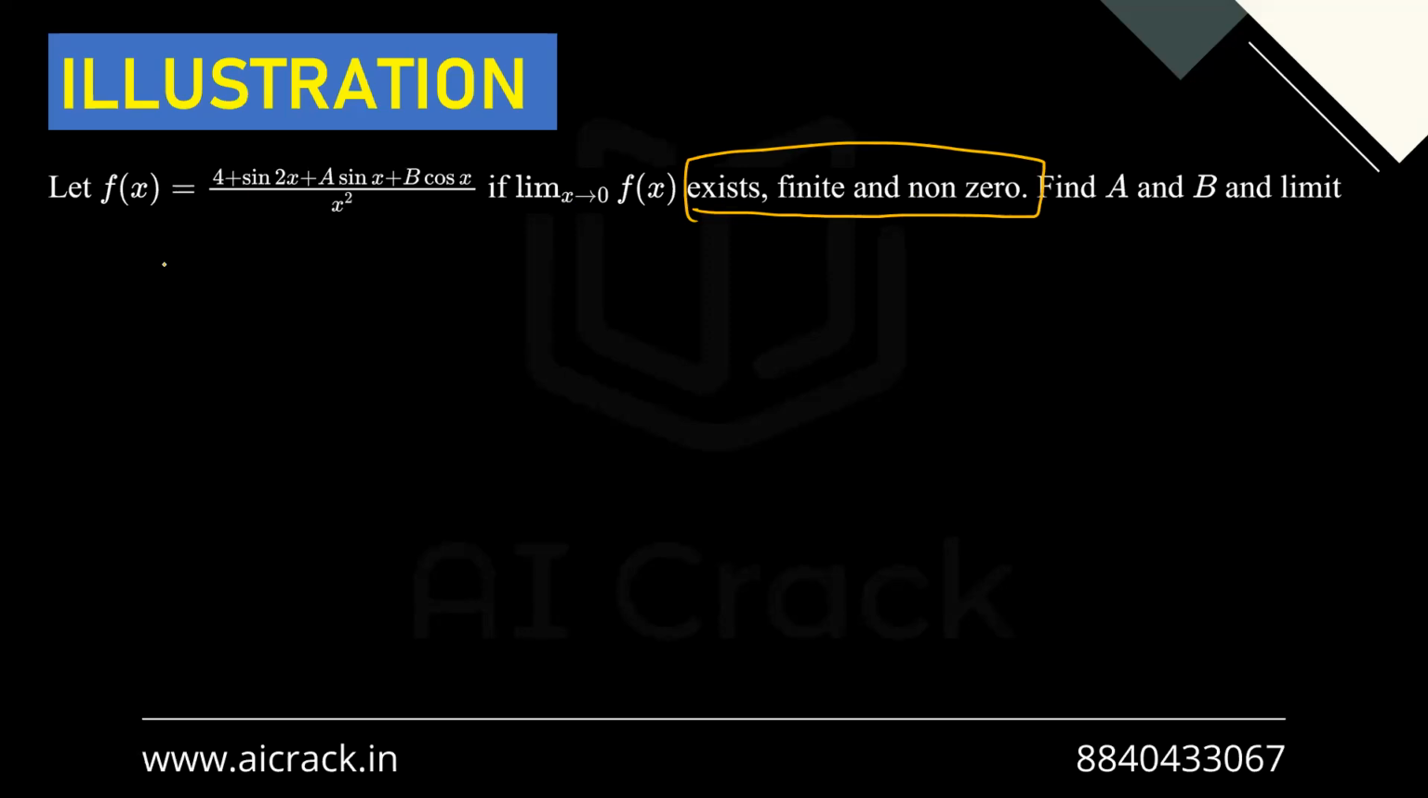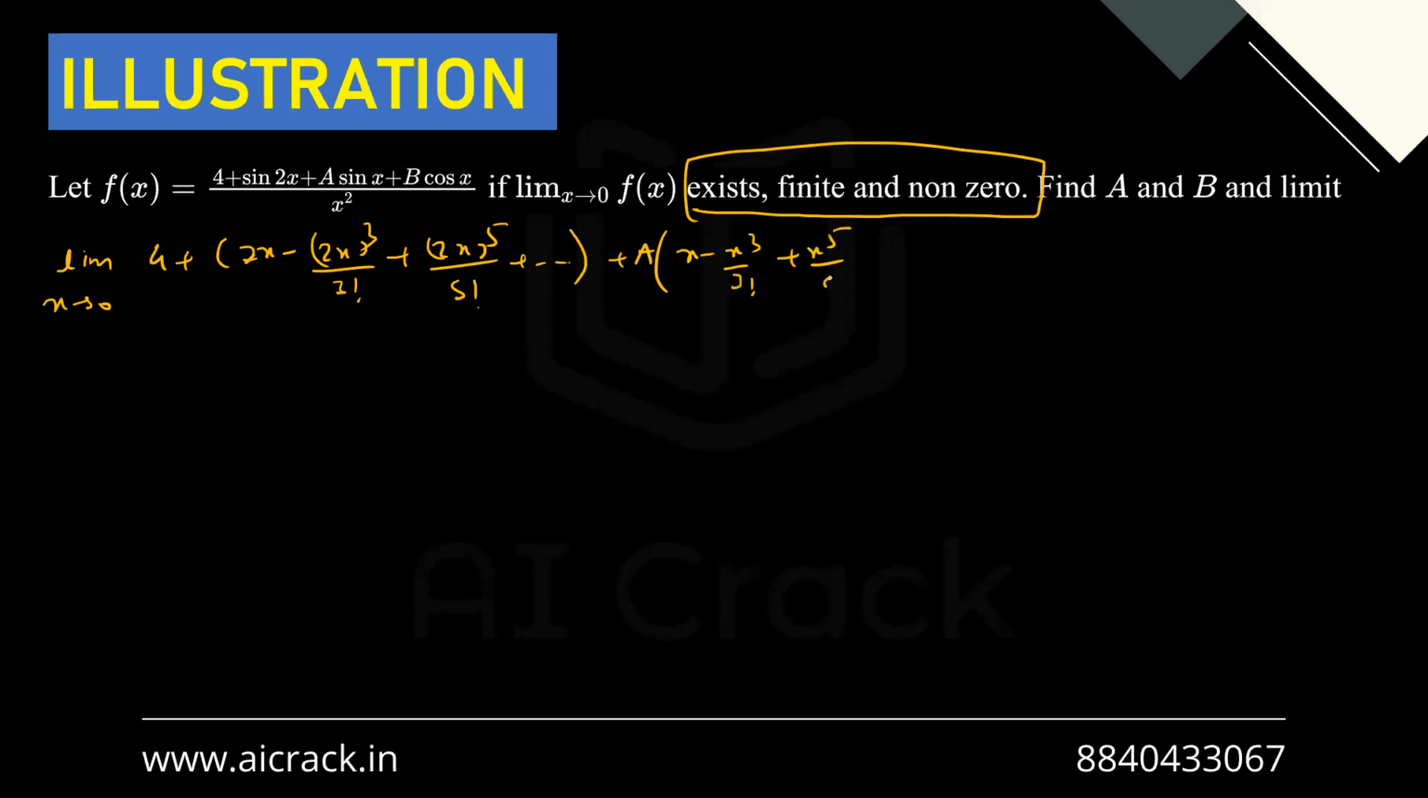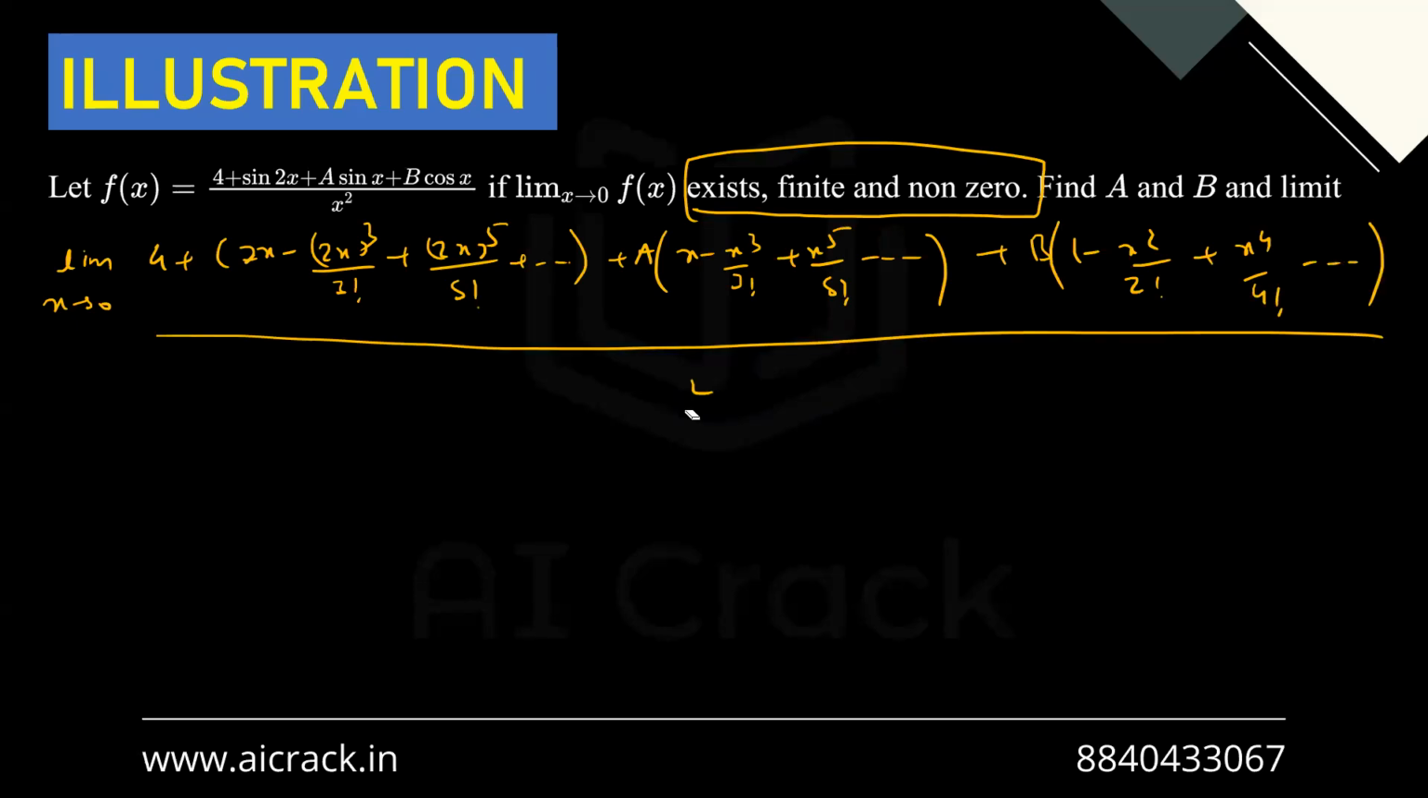So let's first write the expansion over here. So we have limit x approaches 0, (4 plus sin 2x, which is 2x minus (2x) whole cube divided by 3 factorial plus (2x) raised to power 5 by 5 factorial and so on, plus a times (x minus x cube by 3 factorial plus x^5 by 5 factorial and so on), plus b times (1 minus x square by 2 factorial plus x^4 by 4 factorial and so on)), whole divided by x square.